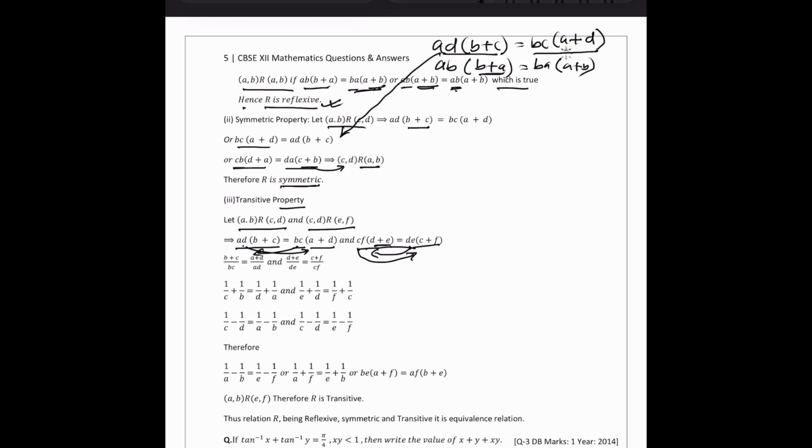So this is equal to B by BC means 1 by C, C by BC is 1 by B. Divide A by AD is 1 by D, D by AD is 1 by A. Similarly, this is also in this format. So now 1 by C minus 1 by D is equal to 1 by A minus this, you can take this side. Similarly, this relation becomes 1 by C minus 1 by D equal to 1 by E minus 1 by F, correct?